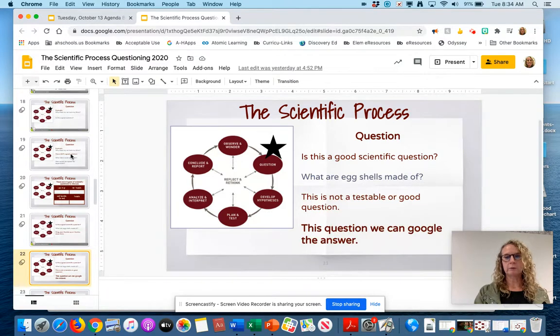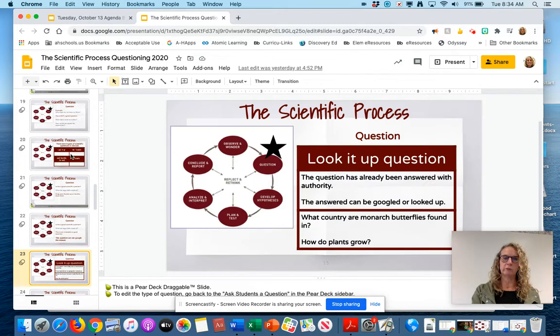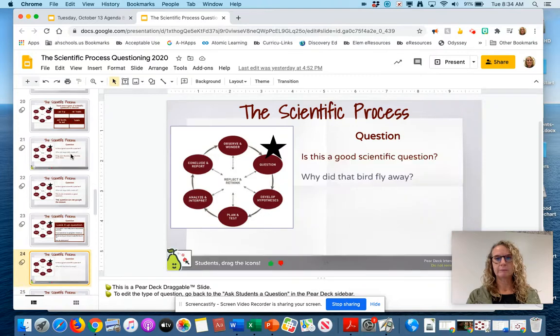This is not a testable or a good question because we can Google the answer. So if you think, well, I could Google the answer to that, it's not a testable question because we already know the answer. The question has been answered with authority. The answer can be Googled or looked up. For example, what country are monarch butterflies found in? Somebody had to do that test originally, but now we can just type it in and look it up. How do plants grow? That is just something we would look up.